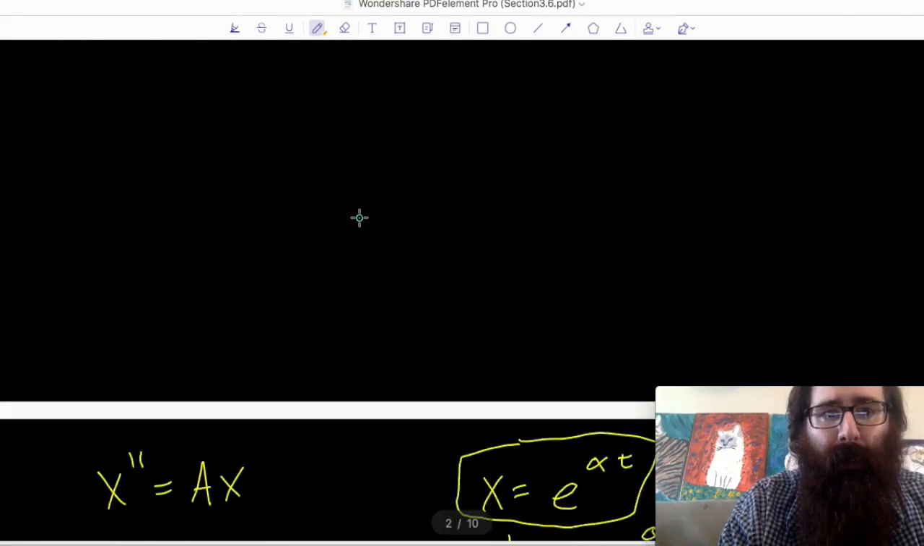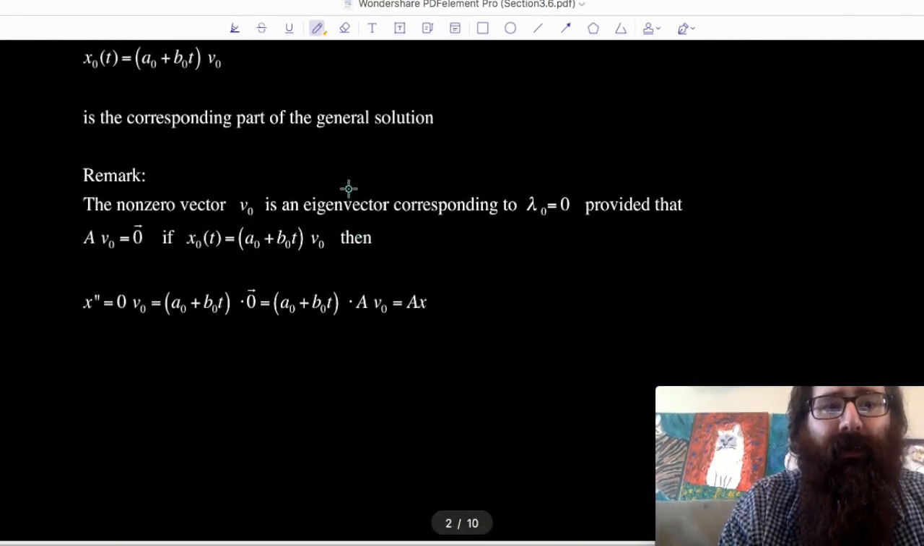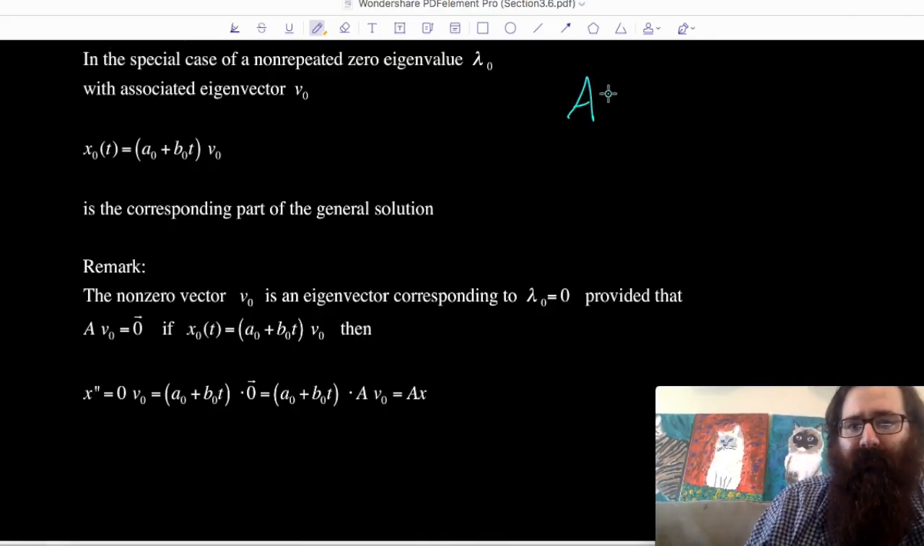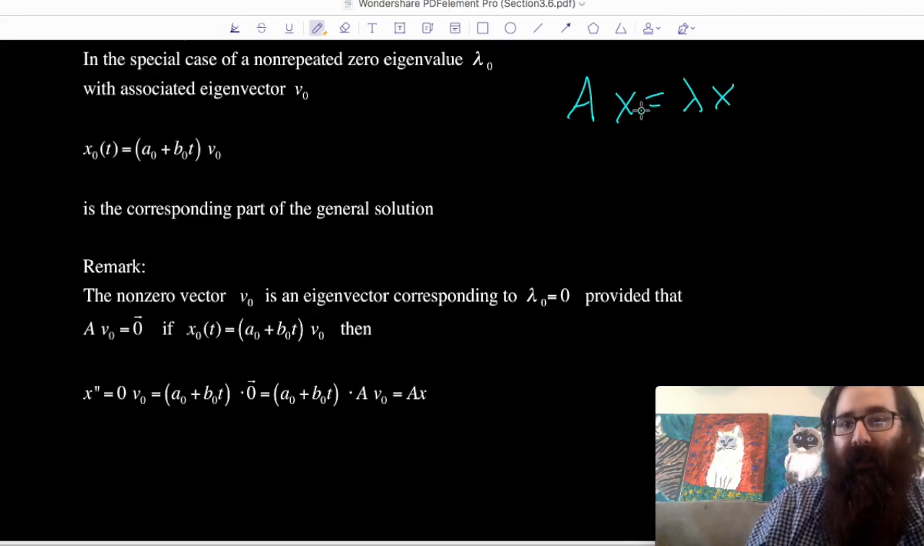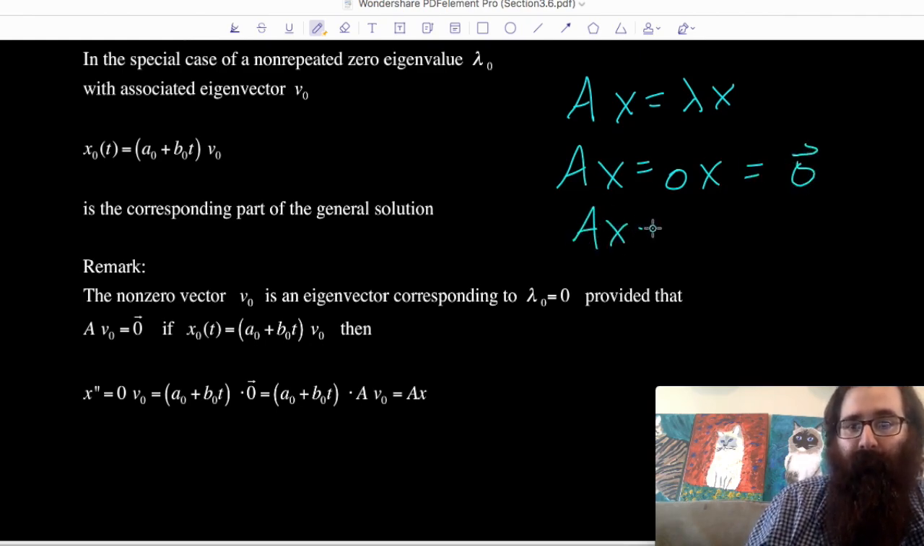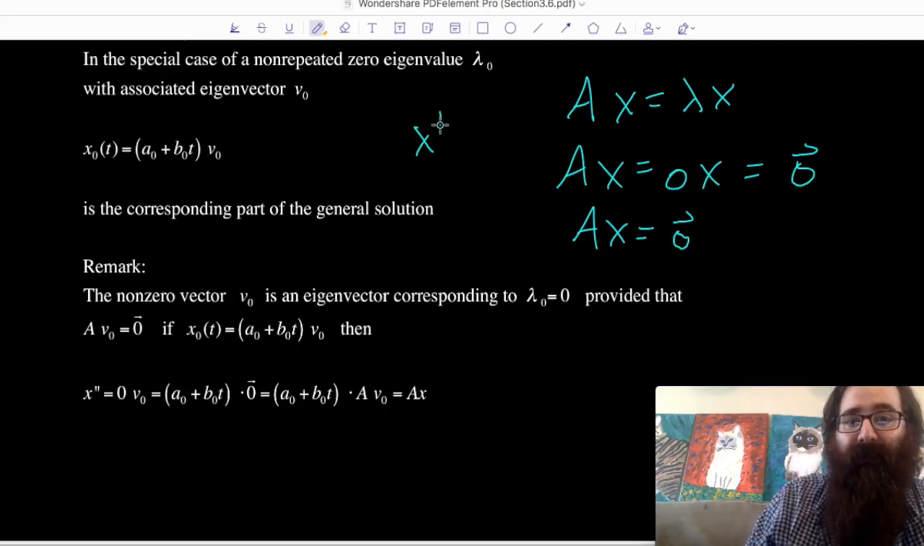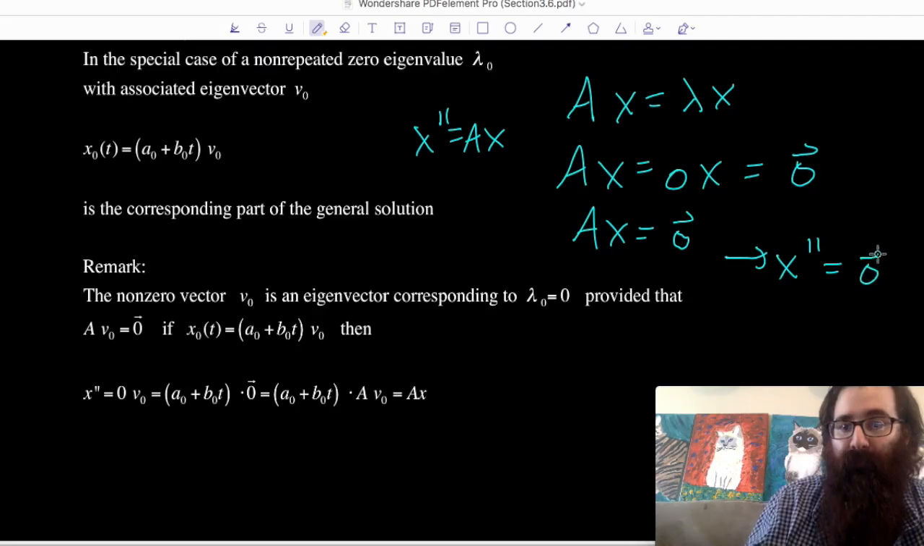Let's talk about this interesting wording here. So it's saying, if I happen to have a 0 eigenvalue, and think of it as a typical eigenvalue system, Ax equals lambda x, though maybe we shouldn't necessarily use lambda anymore. If this eigenvalue is 0, then we have Ax equals 0 times x, which is going to give me the 0 vector. So Ax is equal to the 0 vector then. But we also know from our system that x double prime is equal to Ax. So it follows from this that x double prime is equal to the 0 vector.